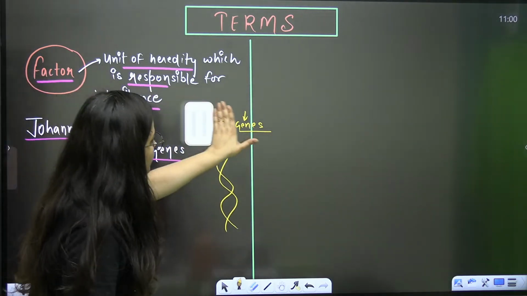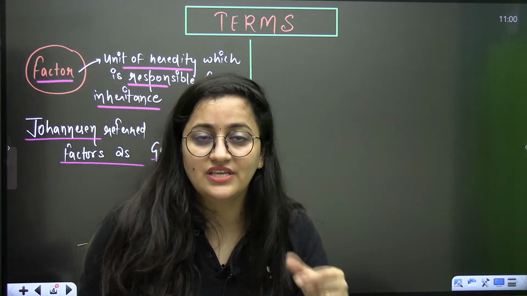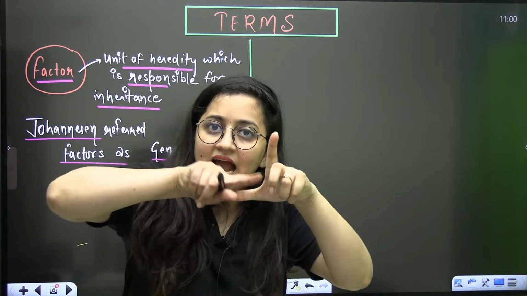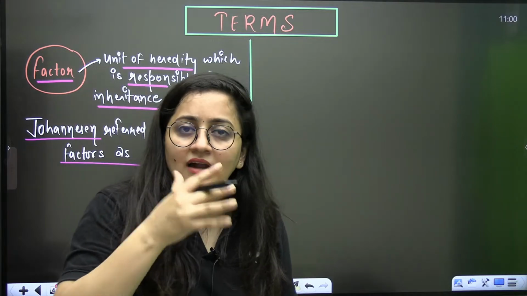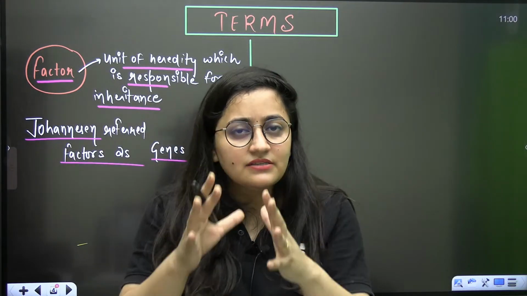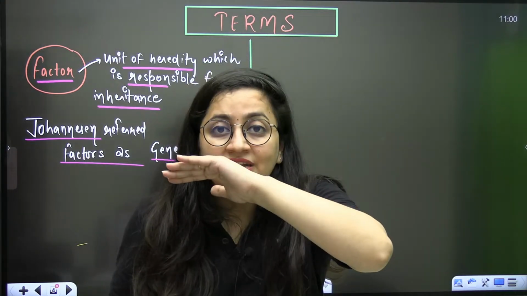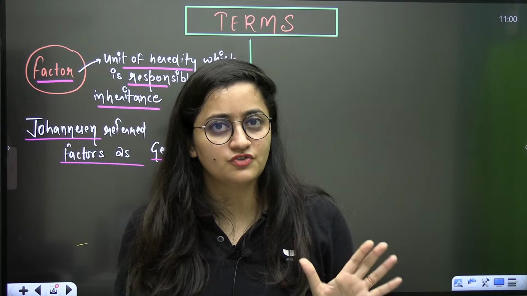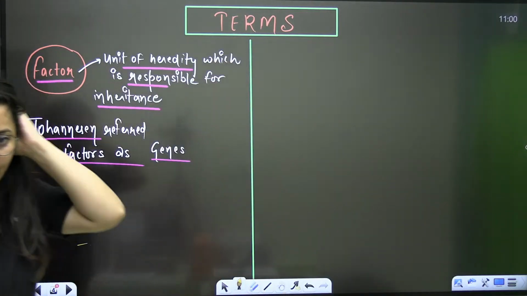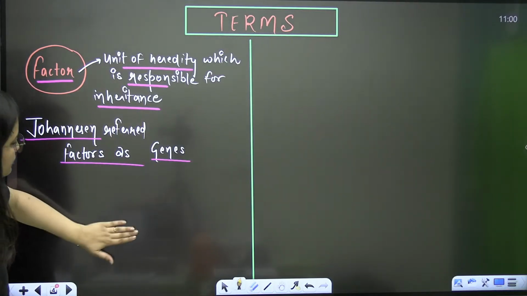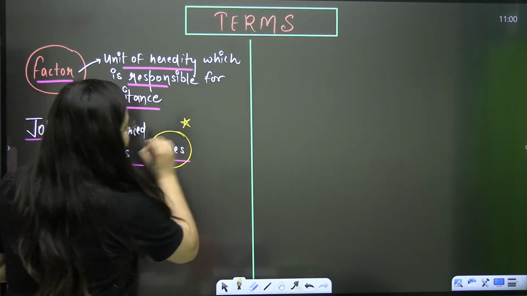Now, I am not specifically talking about Mendel here, and I am not talking about the laws. I will tell you the general terms first, and then we will talk about the laws. If you understand these terms, the basics of this chapter, then you don't need multiple rounds of revision. You just need to check your notes and solve the MCQs. So that's the first point: genes are present on DNA, and it's the basic unit.